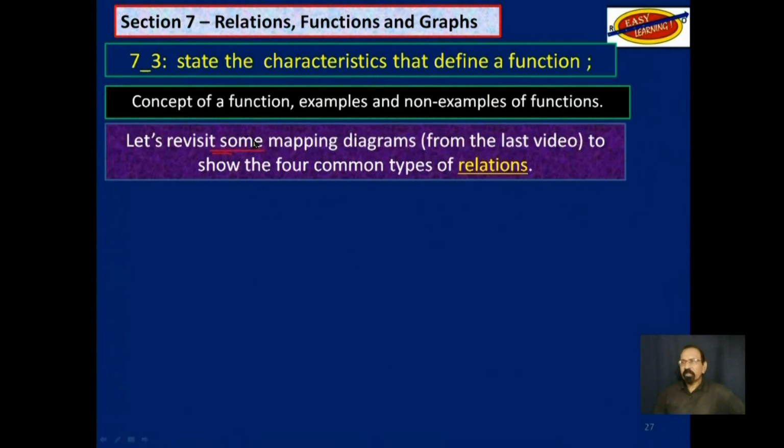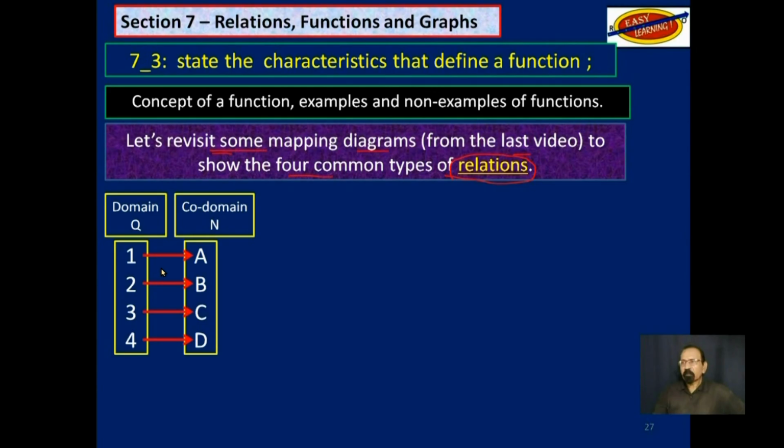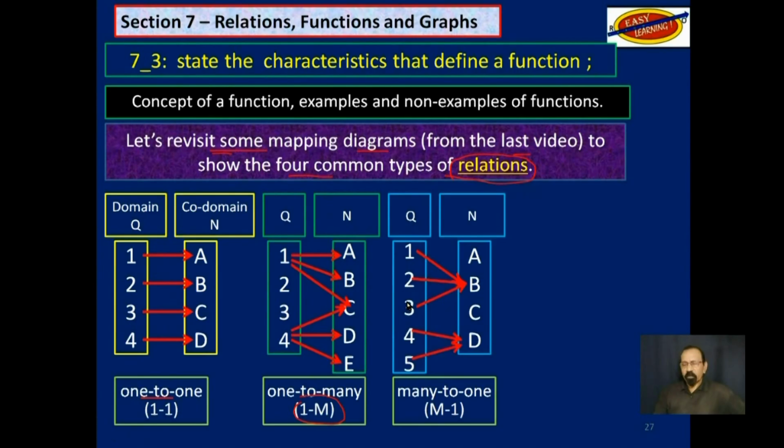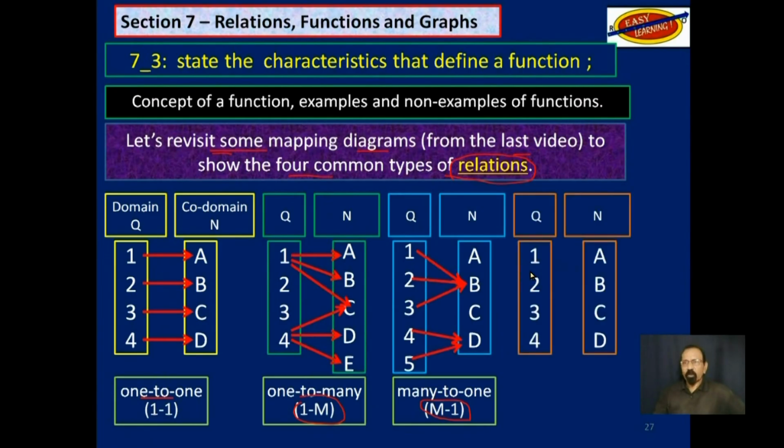Now let's revisit some mapping diagrams from the last video to show the 4 common types of relations. Now remember, we are talking about functions here. Now you have this one, which is a one-to-one relation. You have this one, which is a one-to-many relation. You have this one, which is a many-to-one relation.